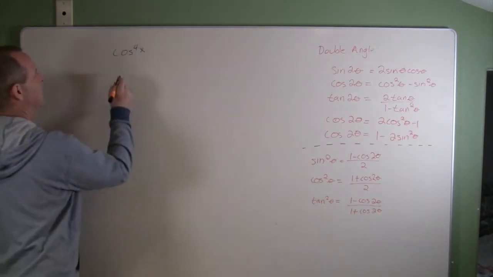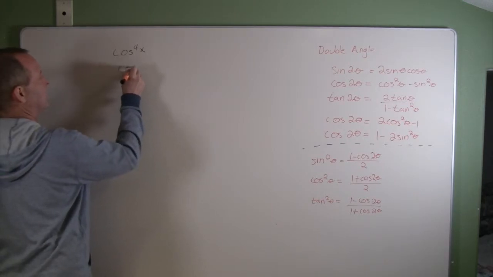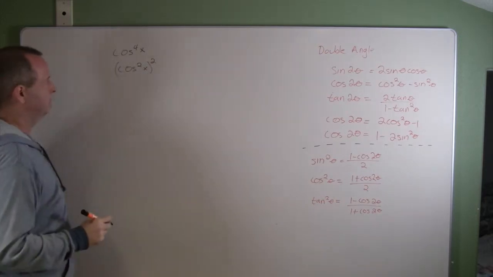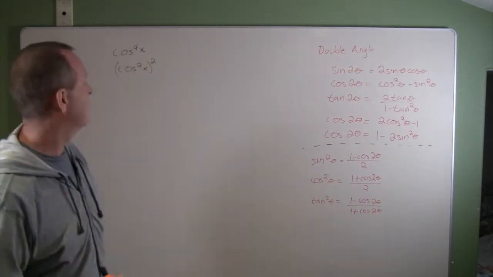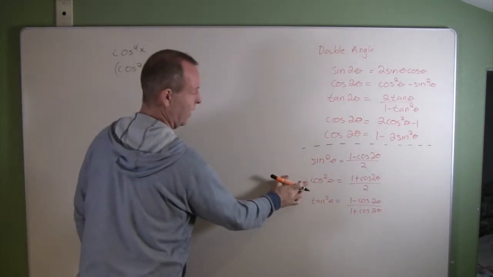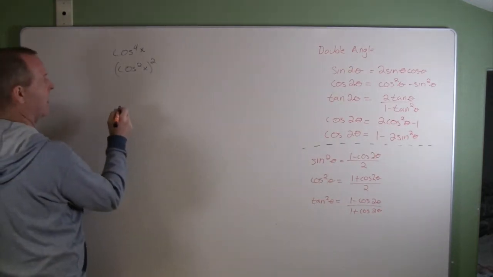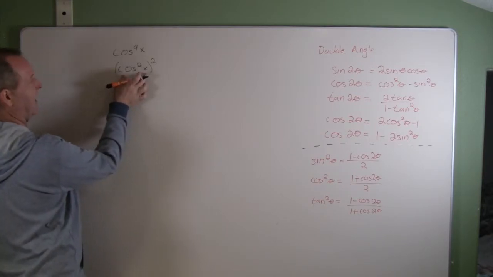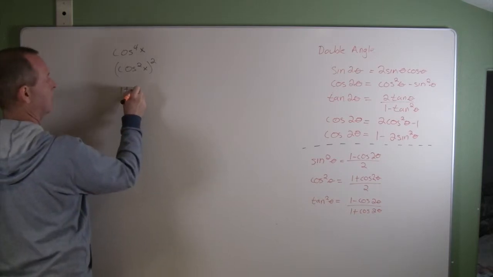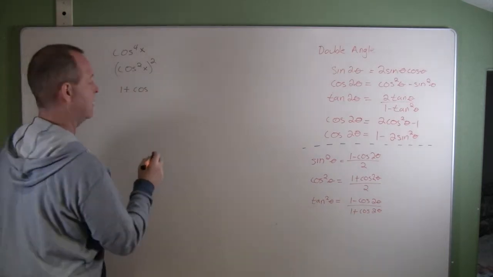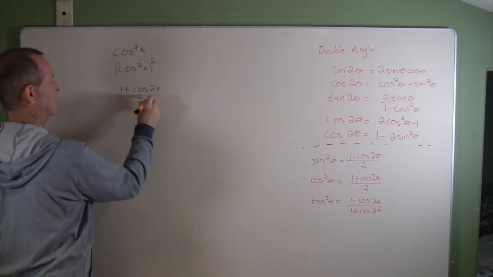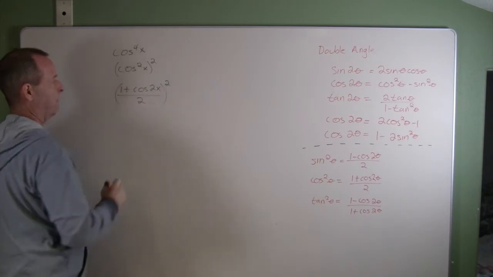So I can rewrite this as the cosine squared of x, squared. Okay, doing that, I'm able to see that I have a cosine squared of x, which models with what I have right there. So let's rewrite what my power formula is. That becomes (1 plus cosine 2 times my theta, which is my x, all over 2) and the whole thing squared.